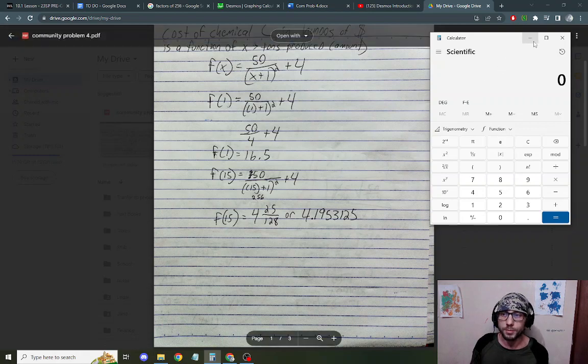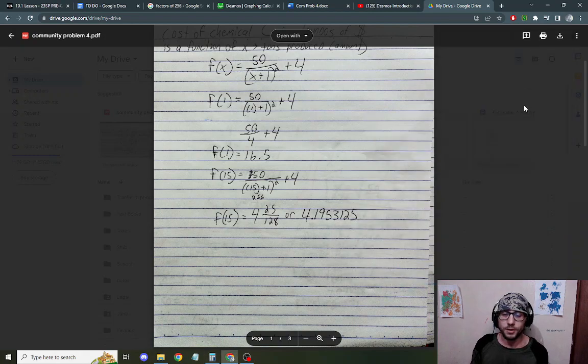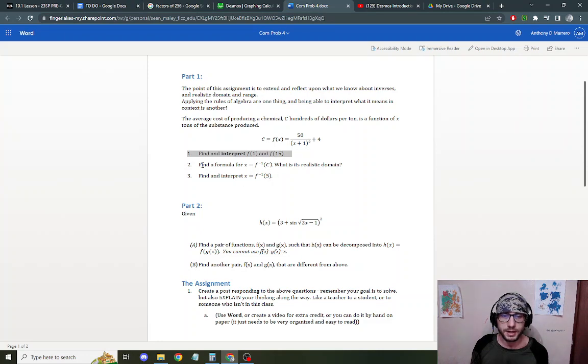So it costs more to produce more tons, but per ton it is much less. It's cheaper per ton the more that they make, which makes sense if you've ever bought in bulk, sold things in bulk, or even produced things in bulk. You save money that way. So that makes sense.